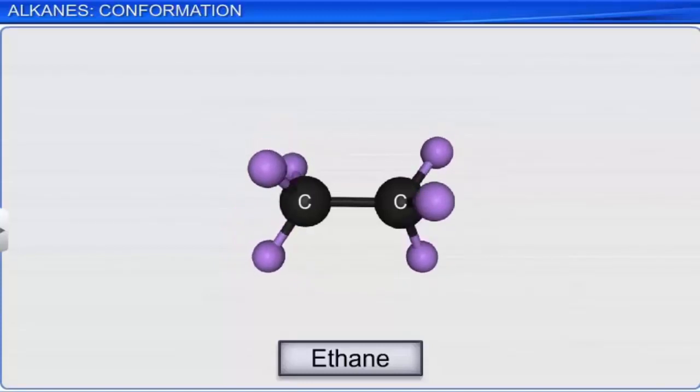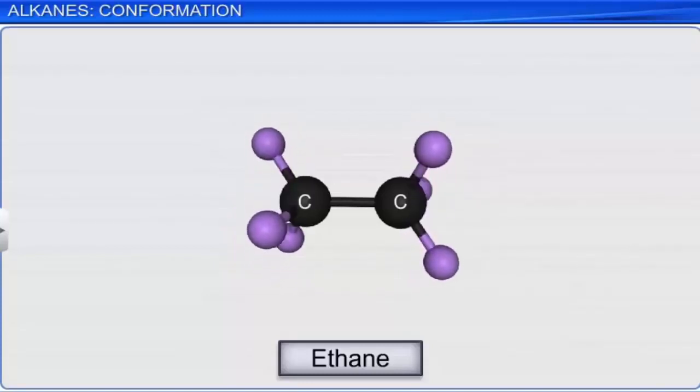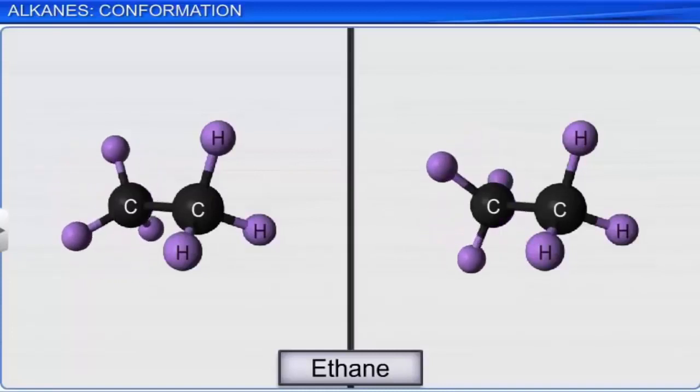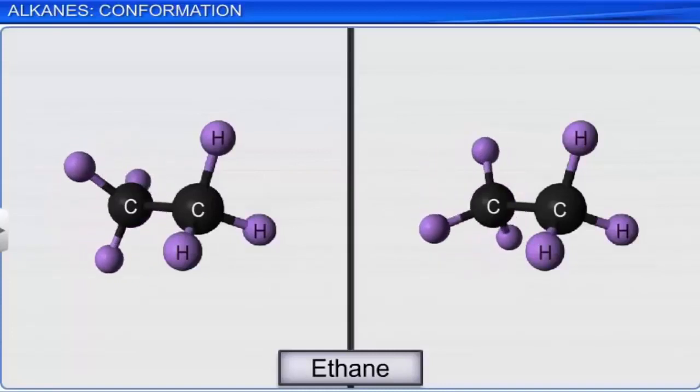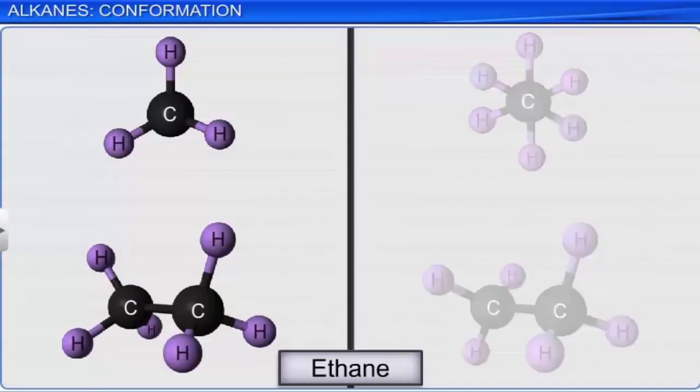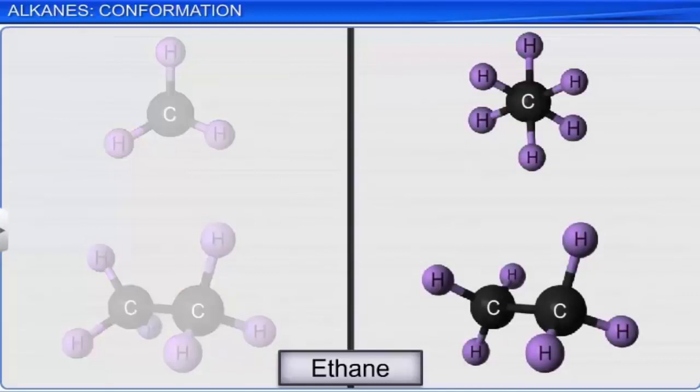Let's study these in detail. We can observe that there are 2 extreme positions of the hydrogen bonds of 1 carbon in relation to the hydrogen bonds of another carbon atom: one where the hydrogen atoms attached to the two carbon atoms are as close as possible to each other, and the other where they are as far apart as possible.